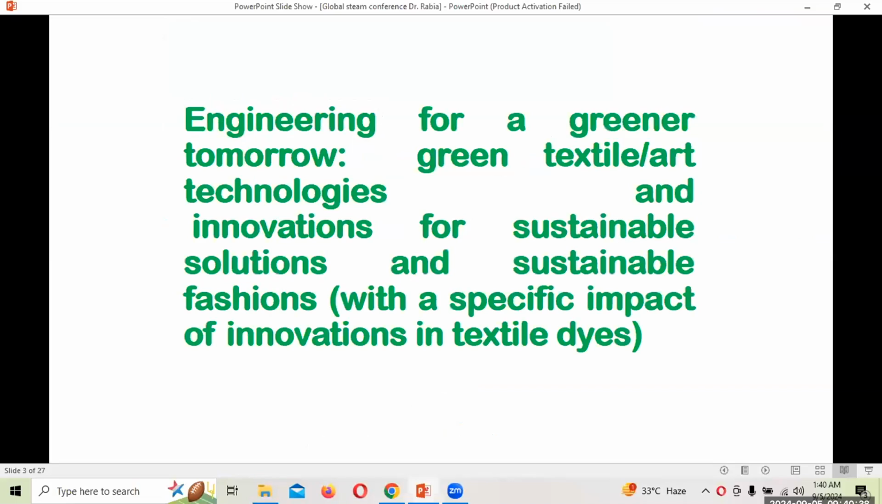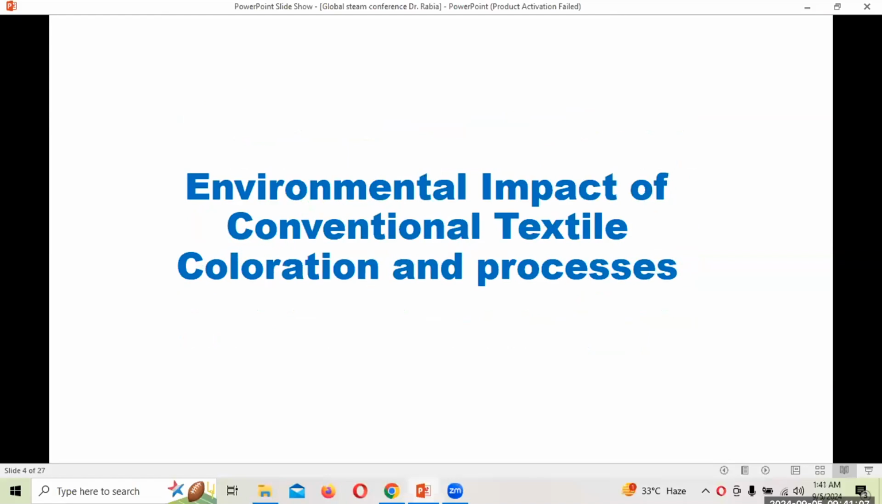So I will talk generally today about how textile engineering is working for a greener tomorrow, and how textile and art technologies are combining and doing some innovations for sustainable solutions of the textile industry and sustainable fashion solutions, with a specific impact of innovations in textile dyes and textile coloration. First of all, I will talk about the environmental impact of conventional textile coloration and textile processes.